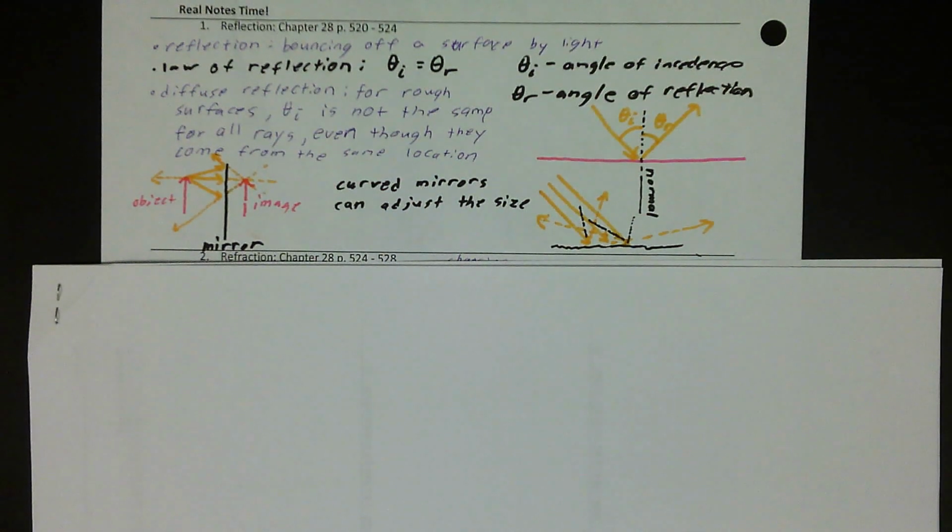However, curved mirrors will change this. Curved mirrors will make it larger or smaller. They make it upside down or right side up. They may make it virtual or real. Flat mirrors are always virtual and always the same size, but curved mirrors can change that. Okay, any of these that you need to clarify?